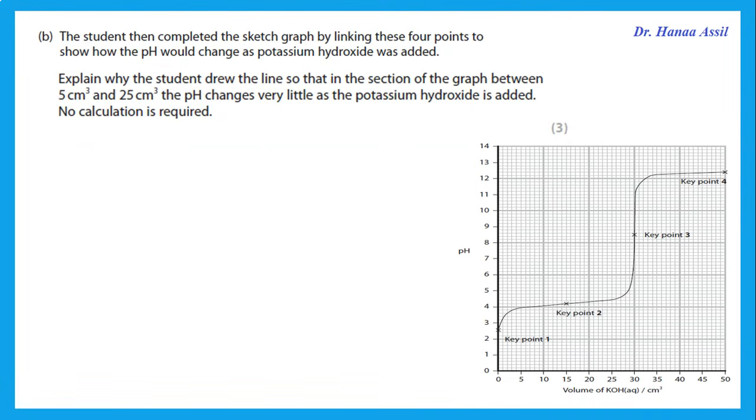The student then completed the sketch of the graph. So this is what the graph should look like, by linking these 4 points to show how the pH would change as the potassium hydroxide was added.